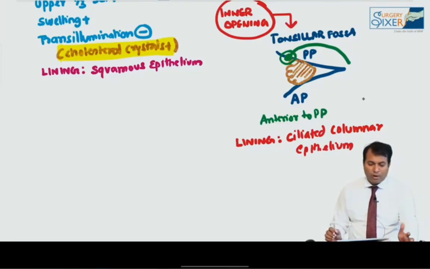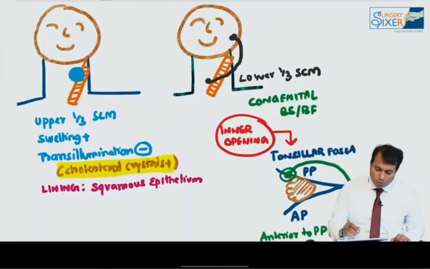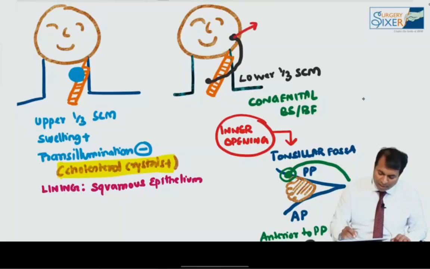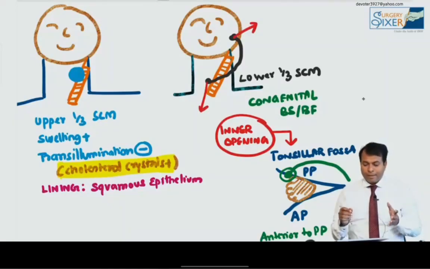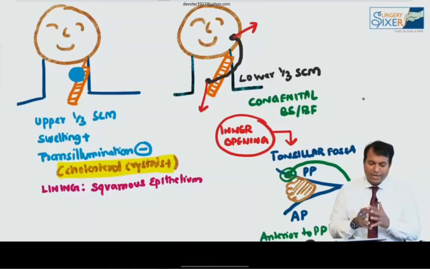Now I want you to remember one important thing here. This sinus will go through one important landmark. Inner is the tonsillar fossa, outer is the lower third. It goes through the bifurcation of the common carotid artery. It will pass through the bifurcation of the vessel.